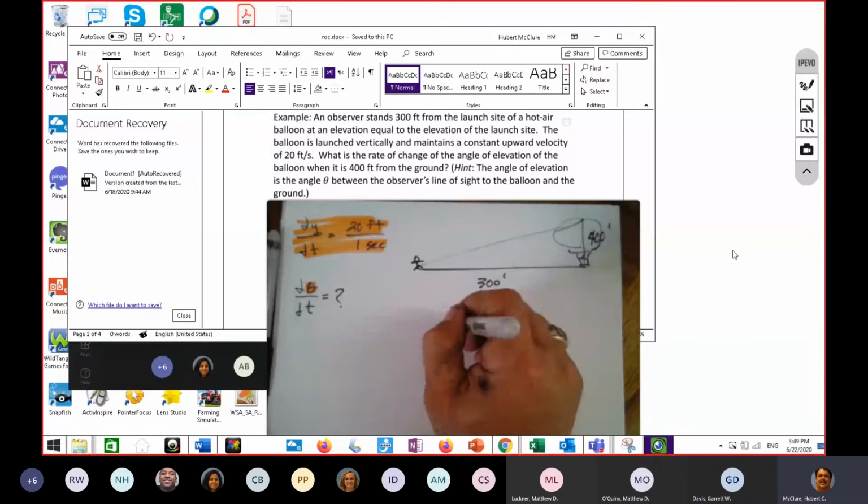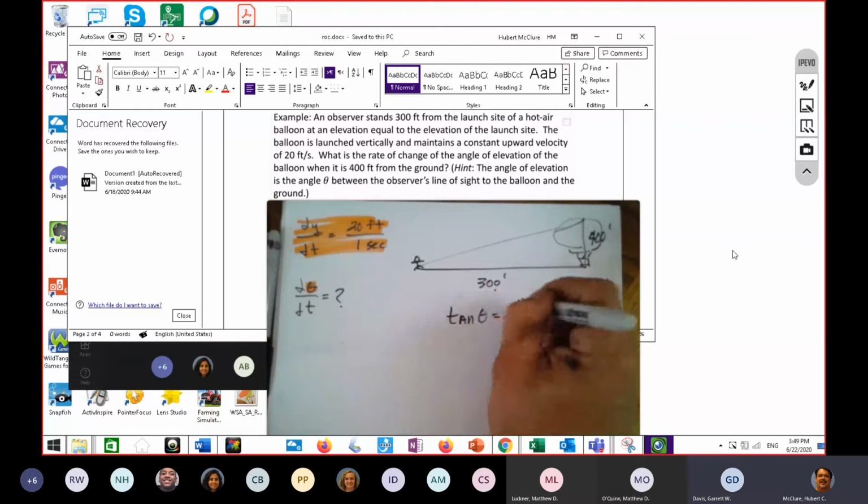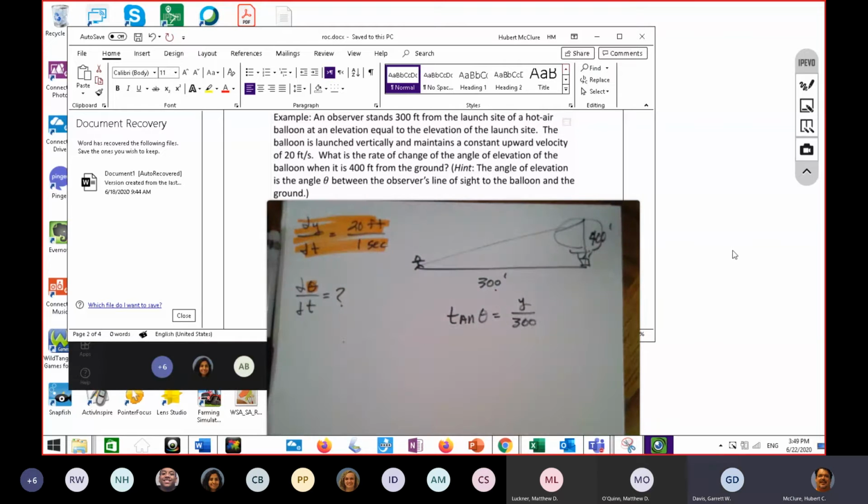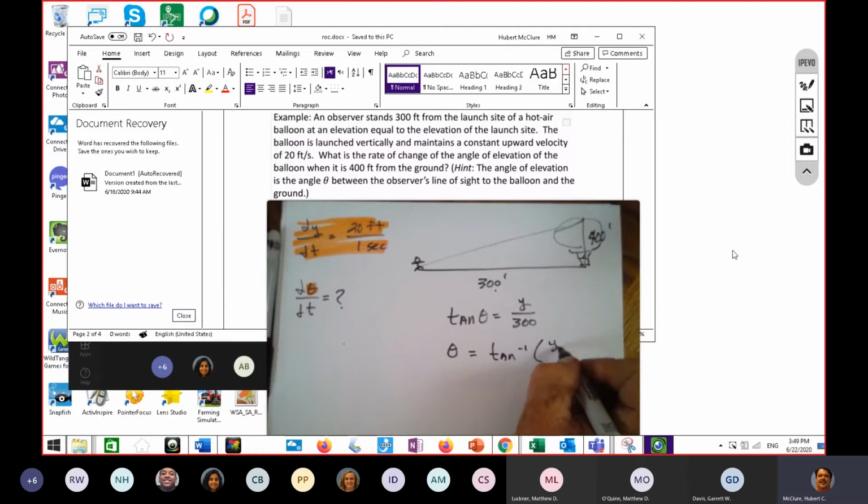Tan of theta is equal to y over 300. Now, you could use any of the three trigonometric functions, but I'm using tan because that puts the 300 on the bottom, which is easy to solve for y or theta either way. If you want to solve for theta, that'll be your formula. What's the derivative of theta? d theta/dt. Theta is equal to the inverse tan of y over 300. We're going to get into that in just a second, because inverse tan is nothing but plug and chug.